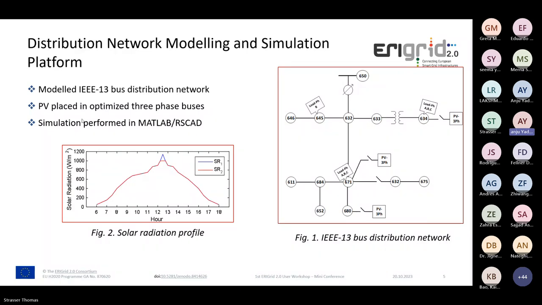As we can see in figure 2, SR1 reaches as high as 1140 watt per meter square at 12:30. That is responsible for the voltage violation that we discuss later, while solar radiation SR2 has a peak of 1000 watt per meter square.